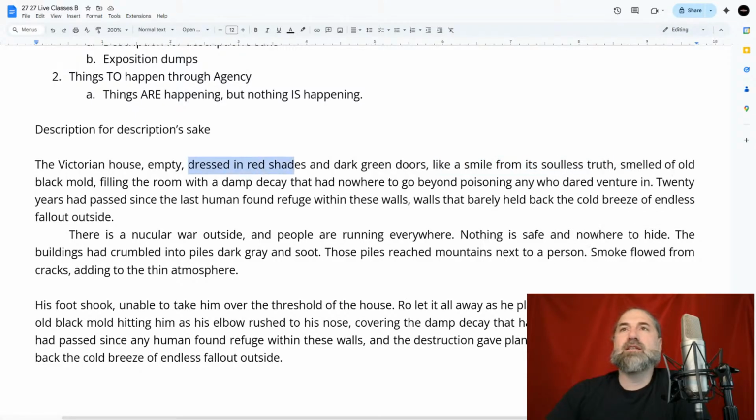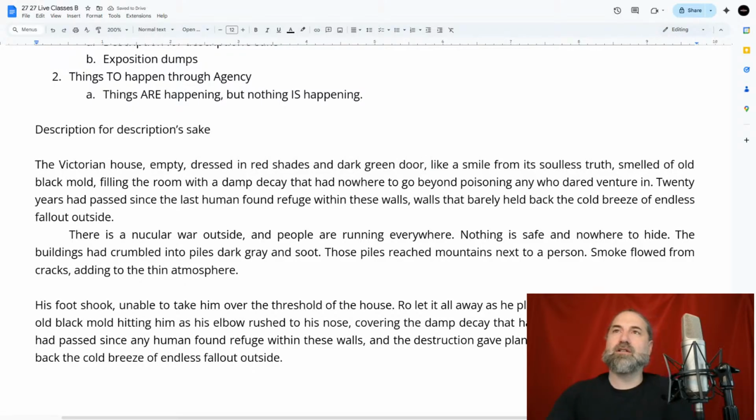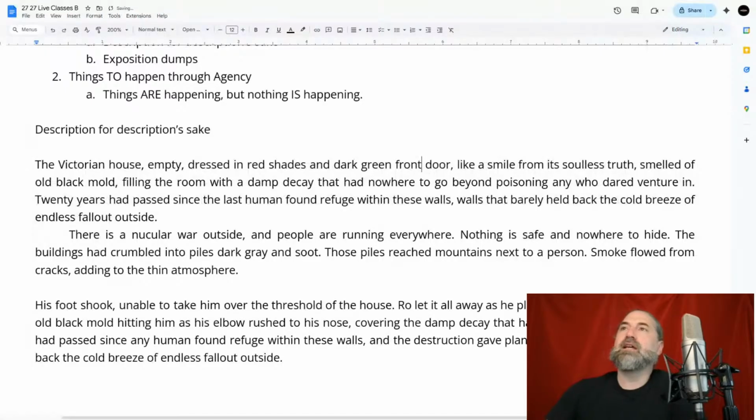So that's saying that the red shades and dark green door, okay, dark green front door, like a smile. This is still right. And now we're going to qualify the Victorian house some more. We're going to expand and explore. Smell the old black mold filling the room with a damp decay that had nowhere to go beyond poisoning.